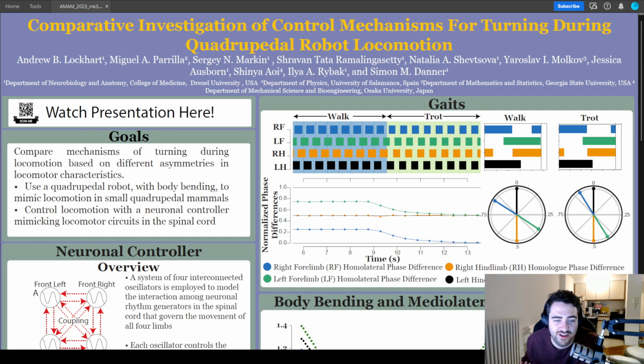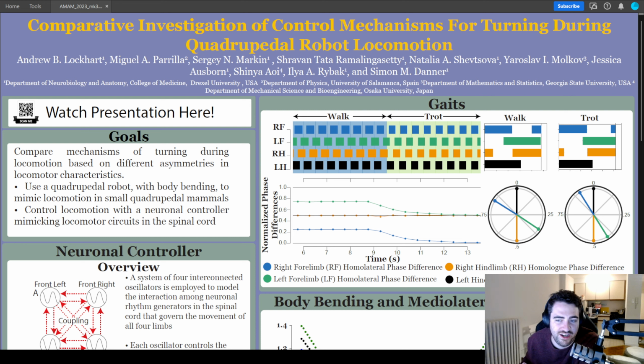And you can see that better here in these normalized phase differences, where you can see that they slowly transition to where the diagonal limbs are synchronized and the alternate diagonal limbs are out of phase. The blue dots represent the right forelimb homolateral phase difference. The orange dots, the right hind limb homolateral phase difference. The green dots, the left forelimb homolateral phase difference, and the black dots, the left hind limb, the reference limb. We use this left hind limb as the reference limb to calculate the phase difference between all of the limbs. And you can see a zoomed-in average of walking and trotting here.